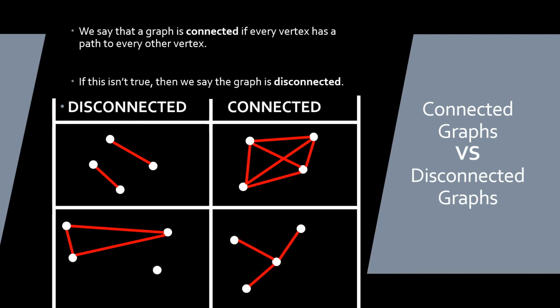Meanwhile, this one has less edges than the top one, even though it has the same number of vertices, but it's still connected because I can get from every vertex to every other vertex. And that's basically what connected is.